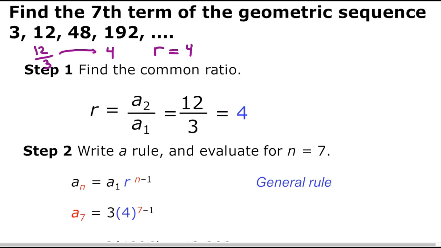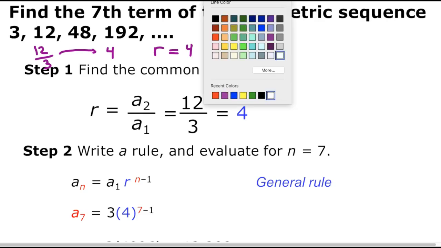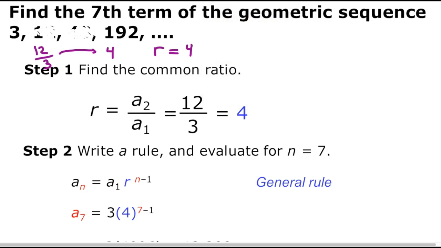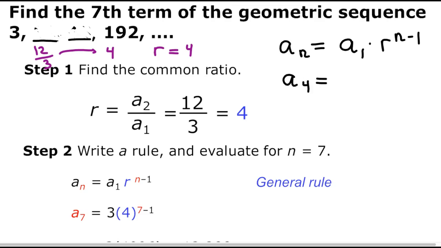There might be gaps. Let's just say, for example, we were doing this problem, but they didn't give us those two terms. I got that and I got that. Then you would just do the same strategy we did with arithmetic, and you'd use the general rule, which is a sub n equals a sub 1 times r to the n minus 1. In this case, we know a sub 4 is equal to a sub 1 times r to the 4 minus 1, and then you would just solve for r. So a sub 4 is 192, a sub 1 is 3, and it would be r to the 3rd.